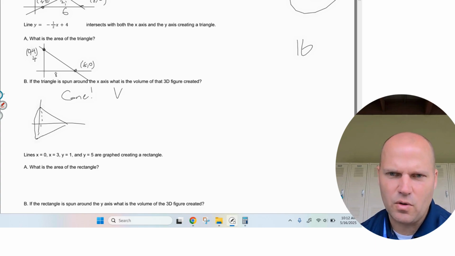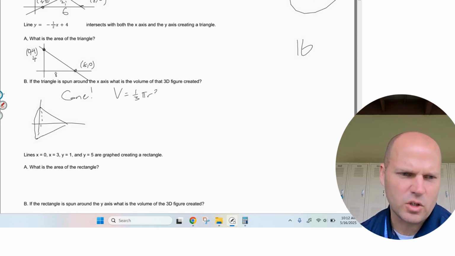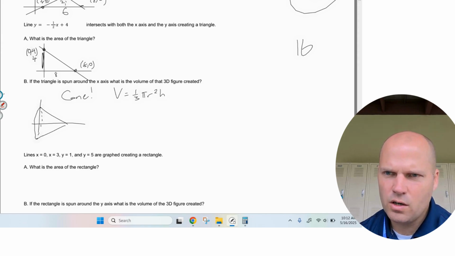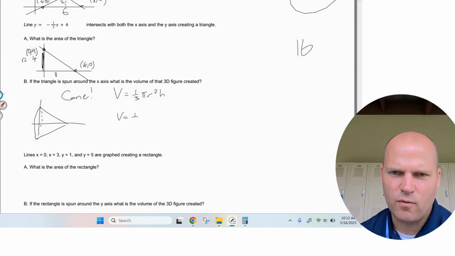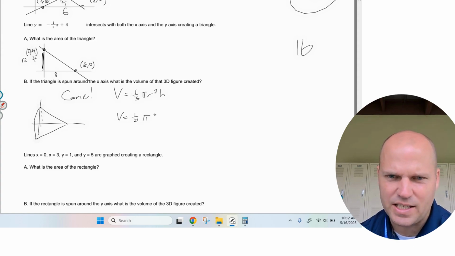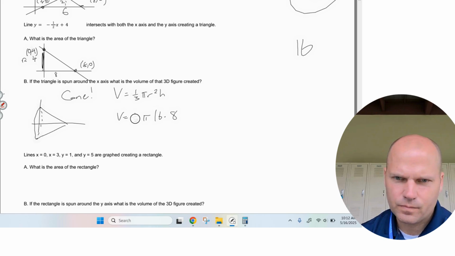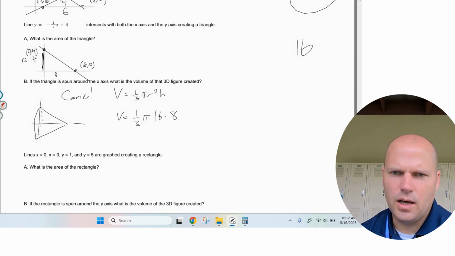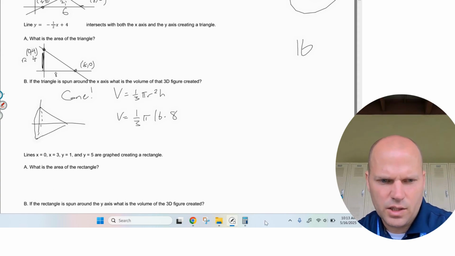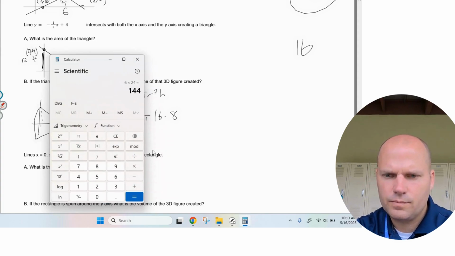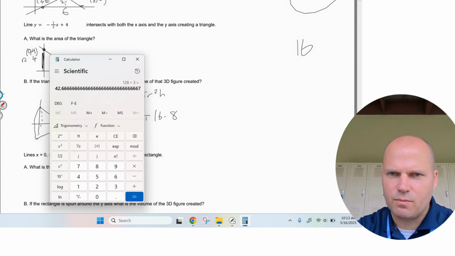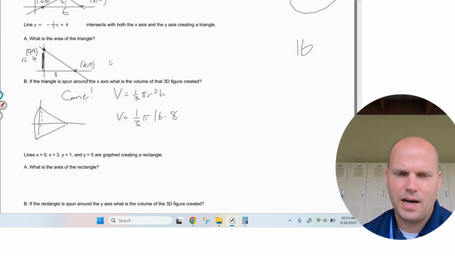What is the volume of a cone? 1/3 pi r squared h. What is r? R is going to be 4. What is h? H is going to be 8. So I have 1/3 pi times 16 times 8. Let's get that number. I don't think I can divide that by 3. I think it's 128/3 pi.